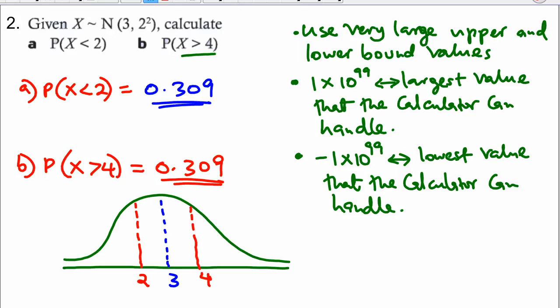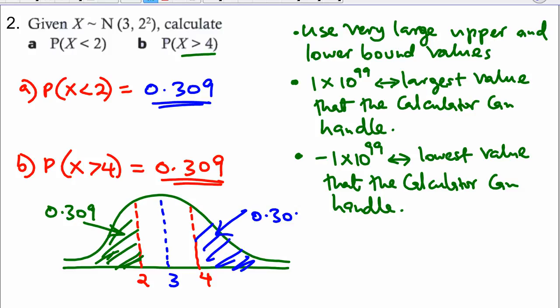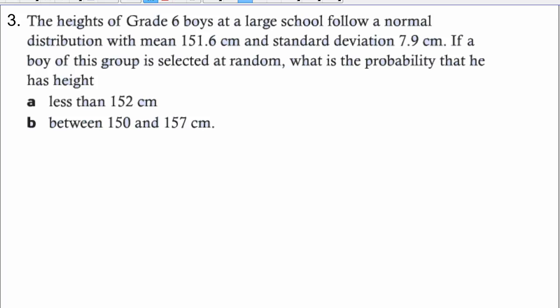And then 4 is somewhere here. In part A, what you are calculating is this area, right? So basically what you are calculating in part A is that area, and we found that that area is 0.309. In part B, we were calculating this area, and we find that that area is 0.309, which makes sense. So by symmetry, the area on each of those sides is the same. Good. I'll move on to the next question, number 3.